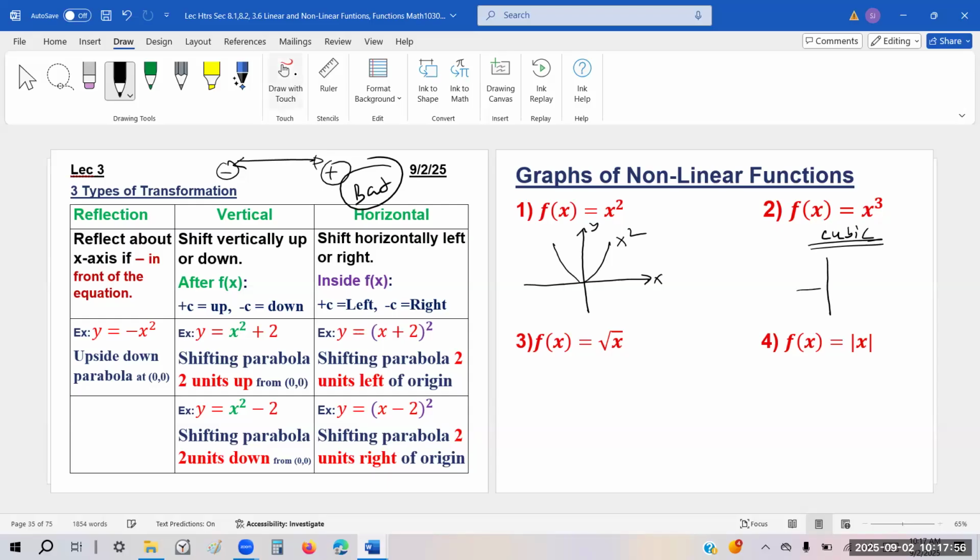And yes, you have to memorize all these 4 shapes. The original cubic without any transformation is this graph. The right side goes up, the left side goes down. This is the original cubic function, x cubed. So this is x, this is y.